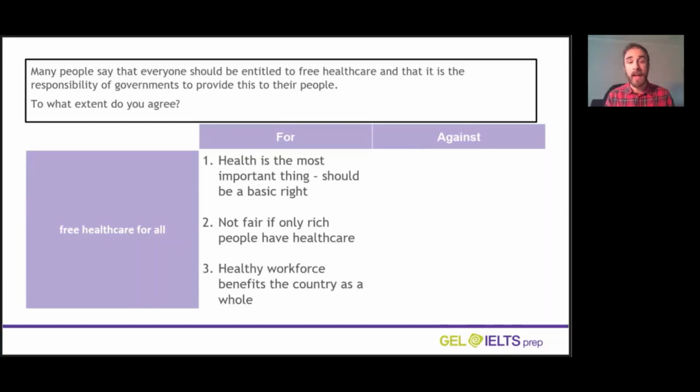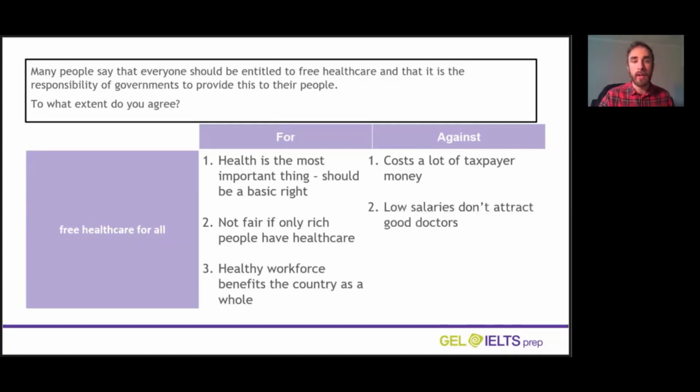And I could also say that a healthy workforce benefits the country as a whole. If everybody around you is healthier, that makes your life better as well. Possible arguments against, well, I could use the financial economic argument. It costs a lot of money to the taxpayer. Or I could mention that in the public sector, doctors don't make as much money as in the private sector, so you won't get such a good quality of healthcare. So these arguments against, I'm going to include in my essay, but they're not going to be the main side of my argument.